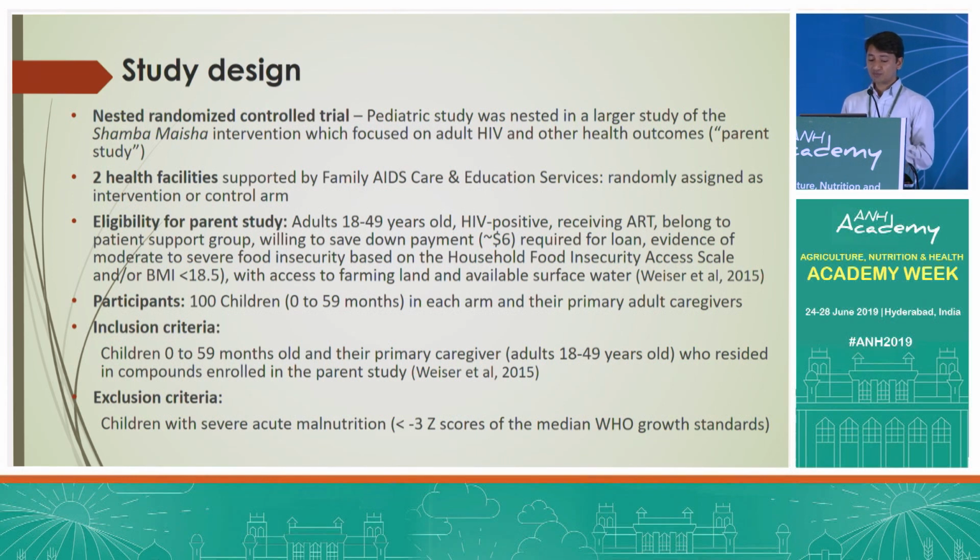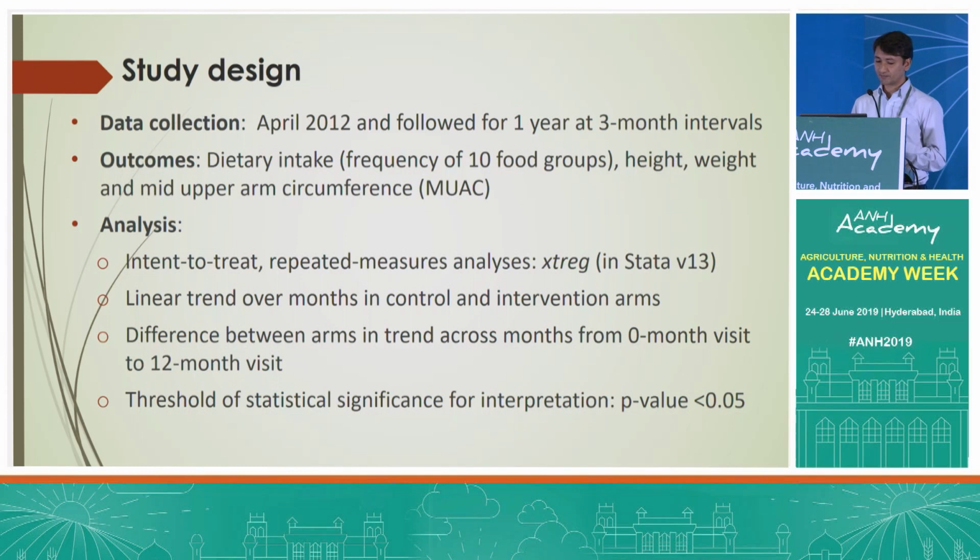So the participants for this study were 100 children in each arm and their primary adult caregivers. The inclusion criteria were that the children should be 0 to 59 months of age, and their primary caregivers should reside in compounds enrolled in the parent study. And we excluded children who had severe acute malnutrition.